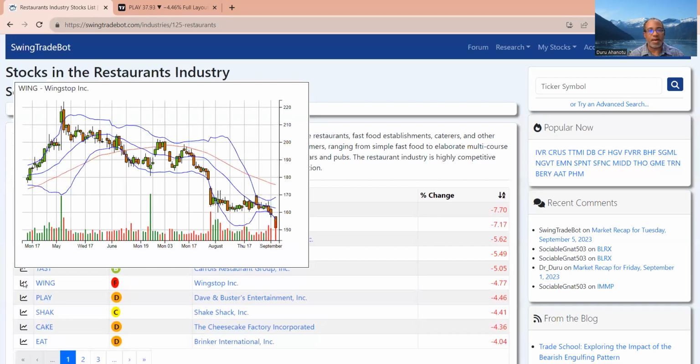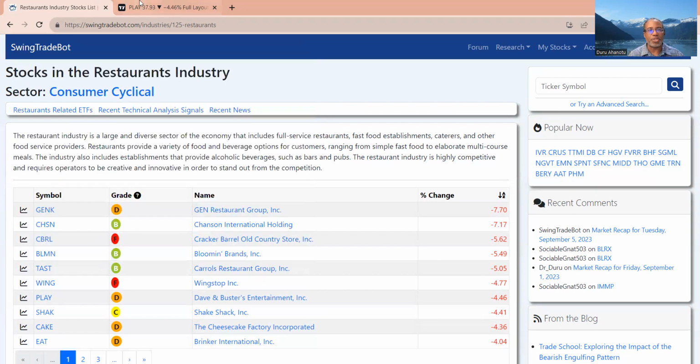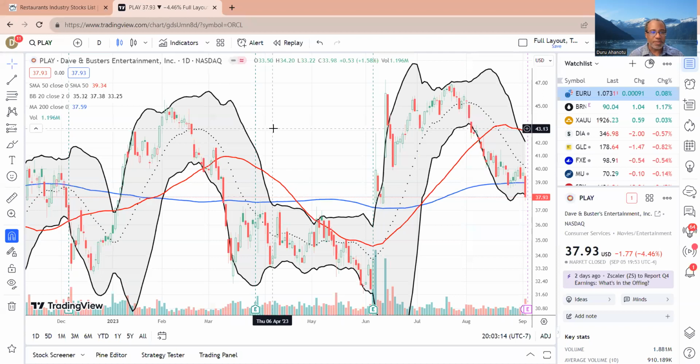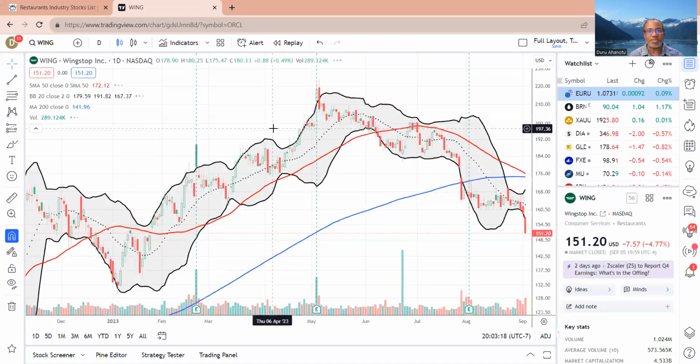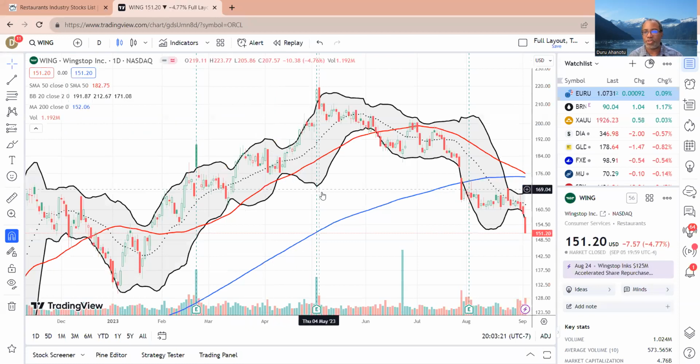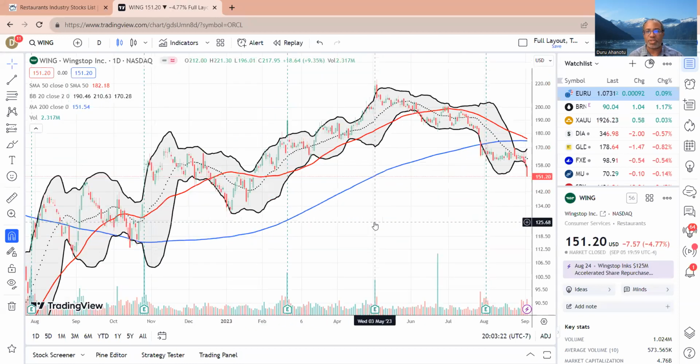Now here is Wingstop. Oh my goodness, that is ugly as can be. You could see that blow off top out in May, and it has been just sinking since then. I mean, there have been some pops that probably shook some shorts out. I think Wingstop is a heavily shorted stock. I'm going to go to TradingView and just take a quick look at Wing so I can use my cursor to show you some features of just how bad this chart looks.